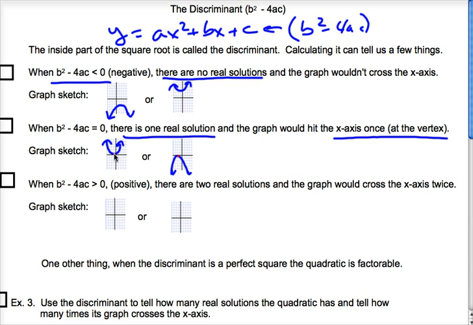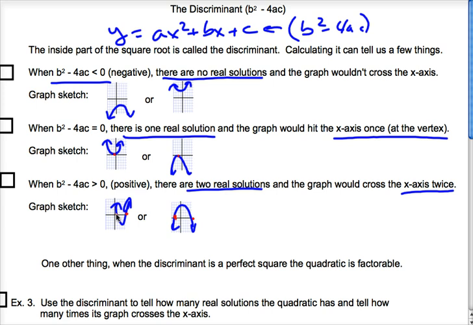If b squared minus 4ac is positive, that's when you're going to have the plus or minus something, and you get 2 real solutions, and if you graph that, it'll hit the x-axis twice. So it could look something like this, or it could open down. I don't know where it hits the x-axis, I just know that it's going to hit it twice.